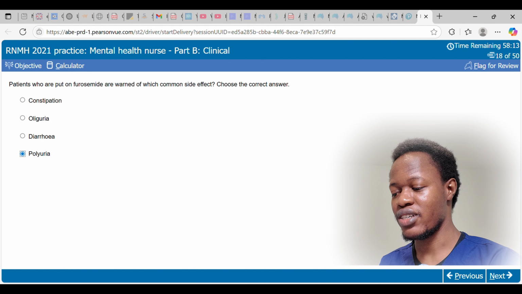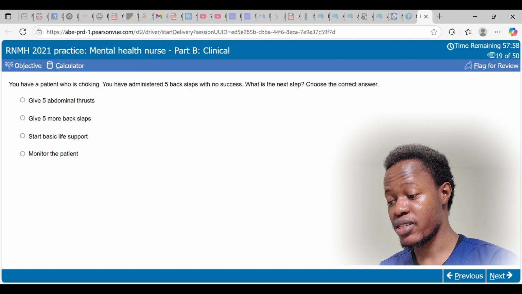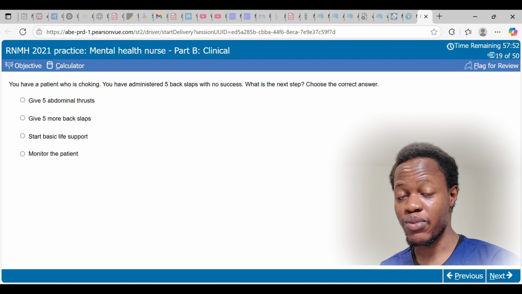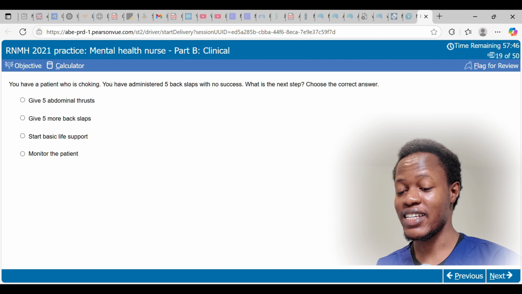So the next question. You have a patient who is choking. You have administered 5 back slaps with no success. What is the next step? Choose the correct answer. 5 abdominal thrusts. Give 5 more back slaps. Start basic life support. Monitor the patient. We know after back slaps, it's abdominal thrusts. So our correct answer is A.